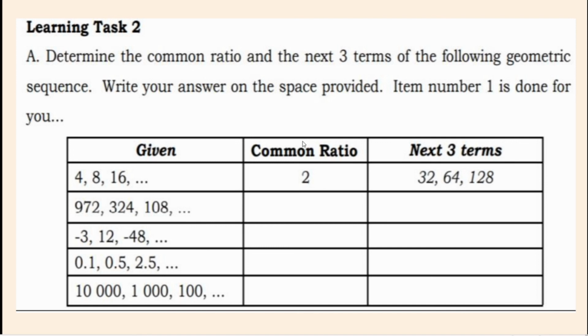For us to get the next three terms, we're just going to multiply the term by 2. 2 times 16 is 32. 32 times 2 is 64. 64 times 2 is 128. Therefore, the next three terms are 32, 64, and 128.